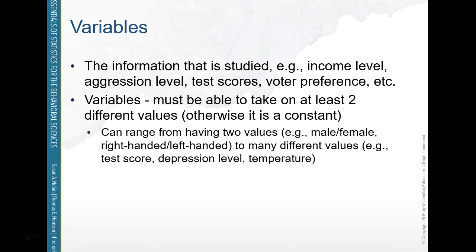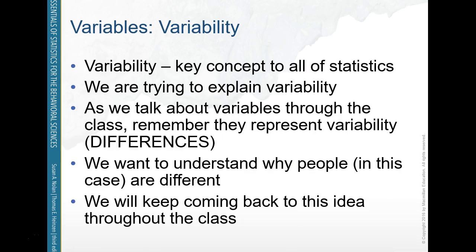Are you married or not married, right? That could be a variable. Are you a student or not a student? Or it can take on many, many different values, right? Like what score people get on a final exam. Well, they could get 100 or a 99 or a 98 or a 97, etc. The only thing it can't be is something that only has one value. If it only has one value, it's not a variable, it's a constant.